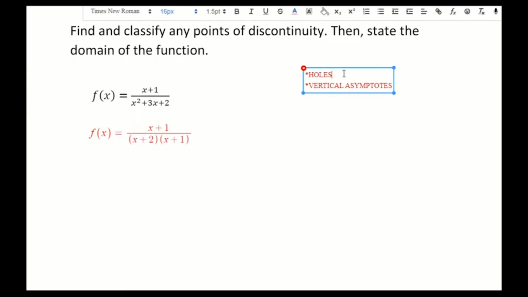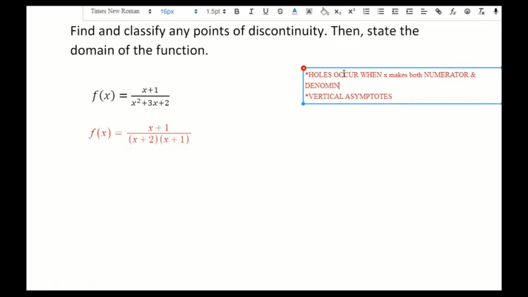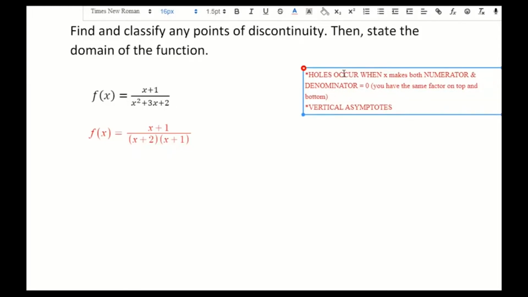So just as a little reminder, holes occur when x makes both the numerator and denominator equal 0. In other words, you have the same factor on top and bottom. So that's where we get the holes, and then we get vertical asymptotes when x makes only the denominator 0.